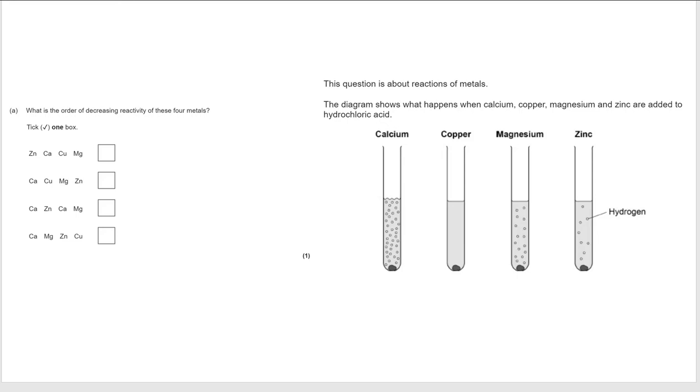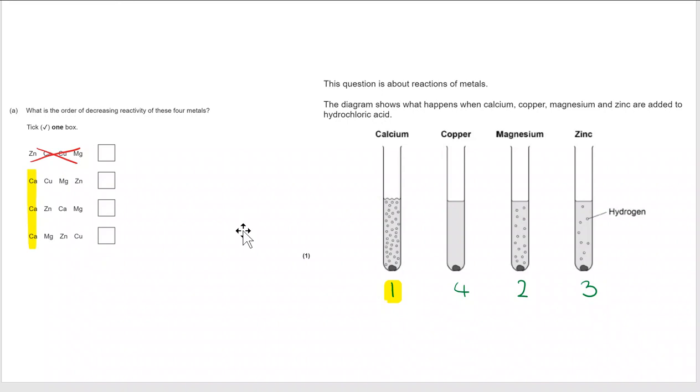So we're not simply having to remember the reactivity series, which is actually an important key skill. Now, the first thing I'm going to do is count the bubbles. If something effervesces more, that means it's more reactive. So I can see that I've got most bubbles here, least bubbles here, and then I've got second most in magnesium, third most in zinc. Now, because I can see magnesium is the most reactive, I can immediately disregard the first answer.